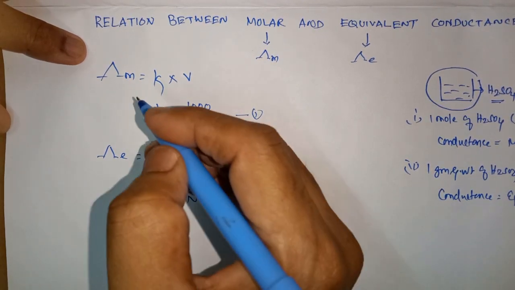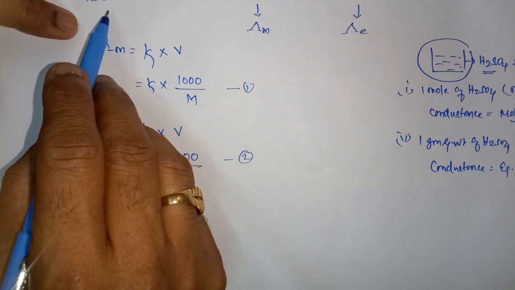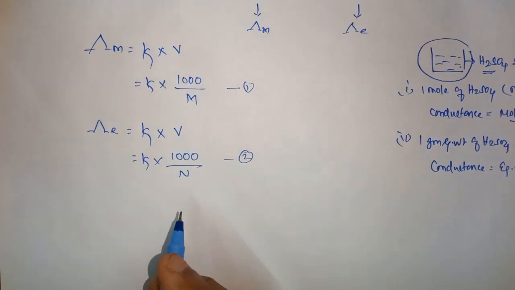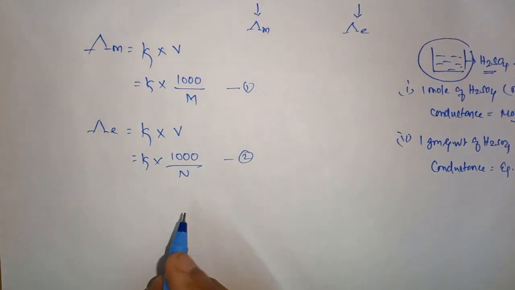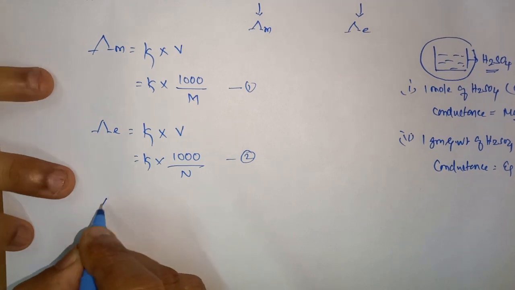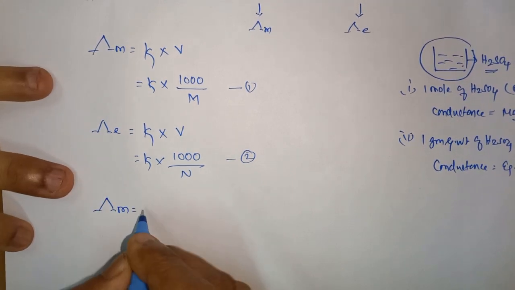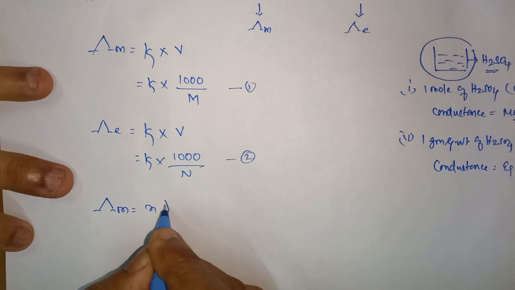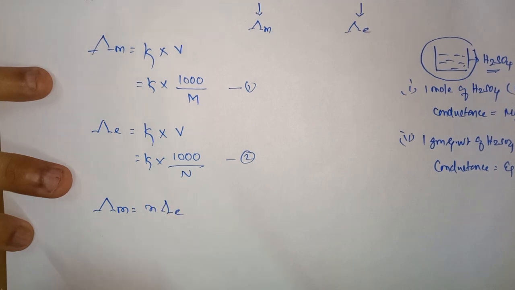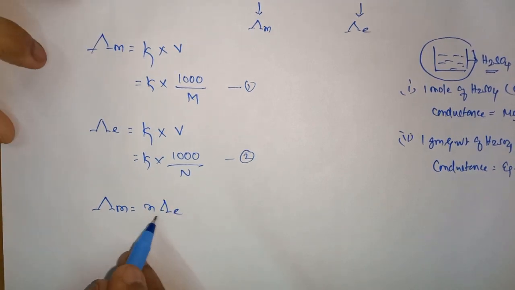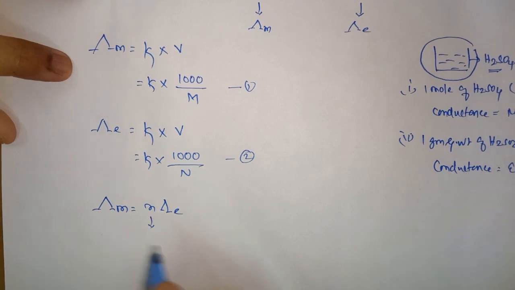I am going to derive the relationship between molar and equivalent conductance. The last relationship alone I can write. What is the relationship? Lambda m is equal to n into lambda e. What is this n? You want to know.